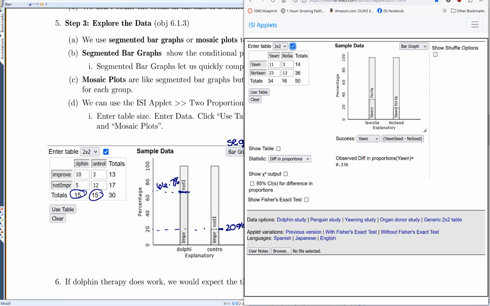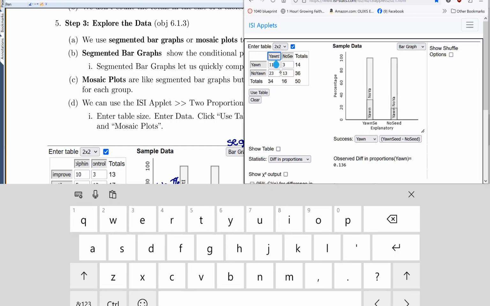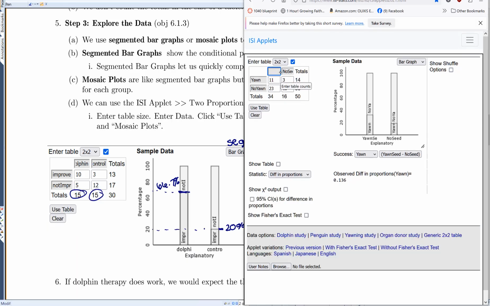And now you enter a table. In this chapter, we're only doing 2 by 2 tables, but you could do different sizes of tables for other future things that we learn about. Okay. And you come in and you put things into this. So we need to put in the names of our groups.